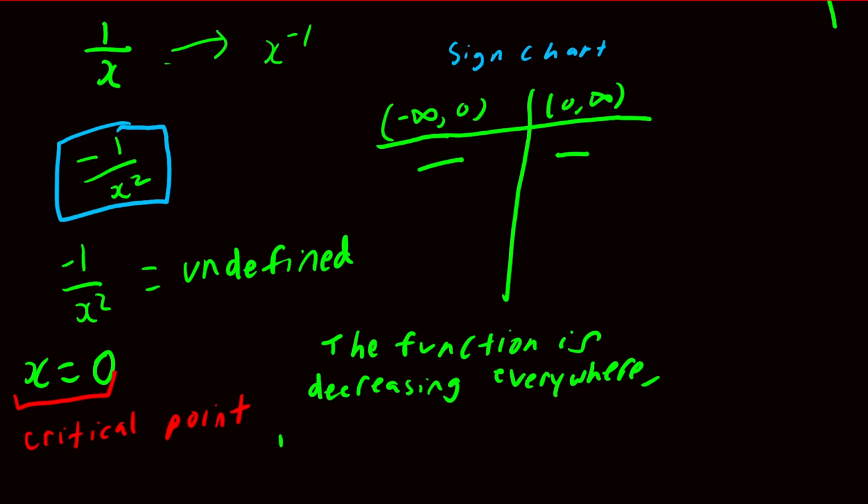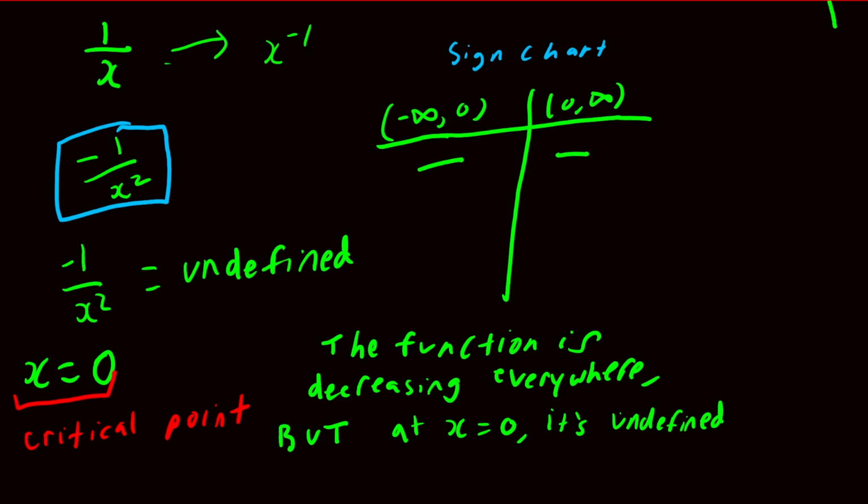But, a big but, at x equals 0, it's undefined. So, the reason why I'm writing these out is because the AP exam, especially in FRQs, wants you to write it out and show your thought process. So, it's good practice. Now, where's our minimum and maximum?